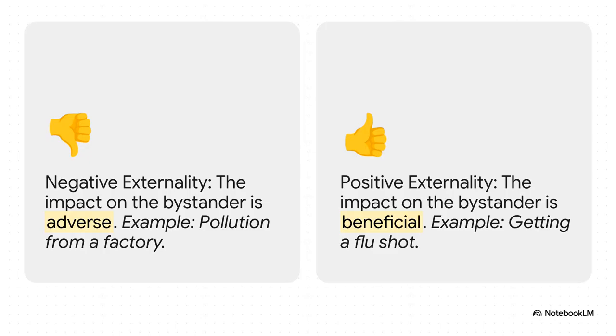All right, so externalities basically come in two main flavors, negative and positive. A negative one is pretty straightforward. It's when the impact on the bystander is bad. The classic example is pollution from a factory. On the other hand, a positive externality is when the impact is beneficial. Think about getting a flu shot. You're not just protecting yourself, right? You're also making it less likely for your friends, family, and coworkers to get sick. That's a huge benefit to others, a positive spillover that you don't get paid for.